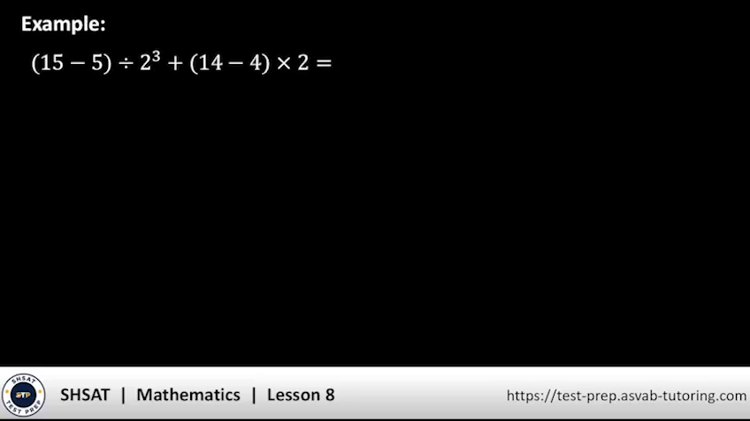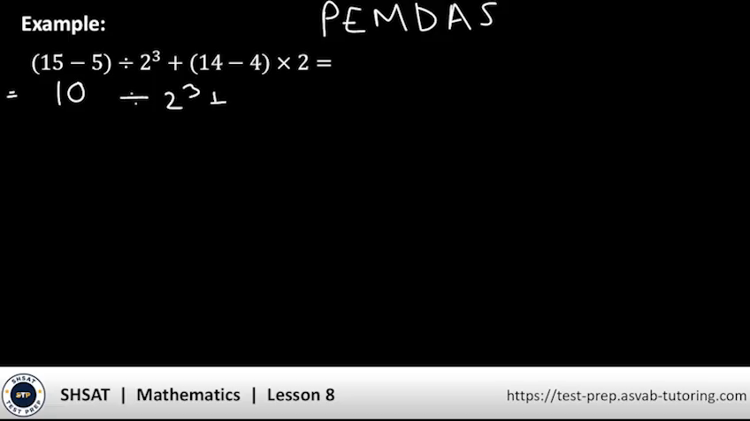Okay. So here we have the concept of PEMDAS. We learned about it in school. Let's give a short revision. PEMDAS means that first of all you should do the parentheses, and then as you go on you should do the multiplications, then the divisions, then the additions, and then the subtractions, okay? So first of all, let's do whatever we see inside the parentheses. So we have 15 minus 5 inside the parentheses. Let's just do 10 here, divided by 2 cubed, plus 14 minus 4. Once again, this is going to be 10 here times 2.